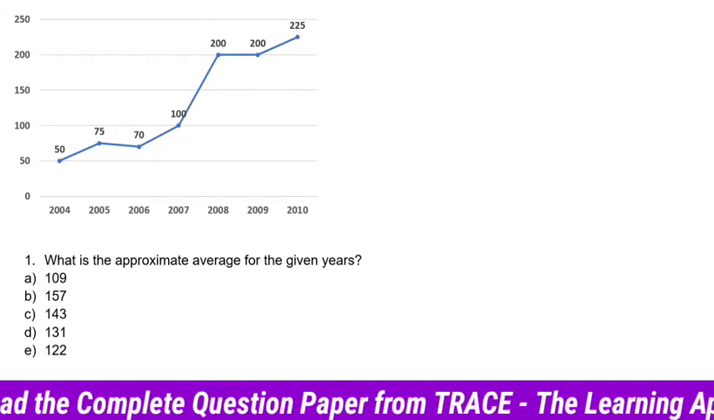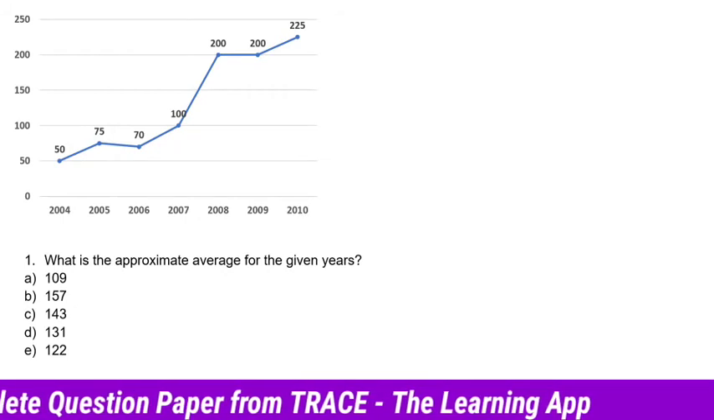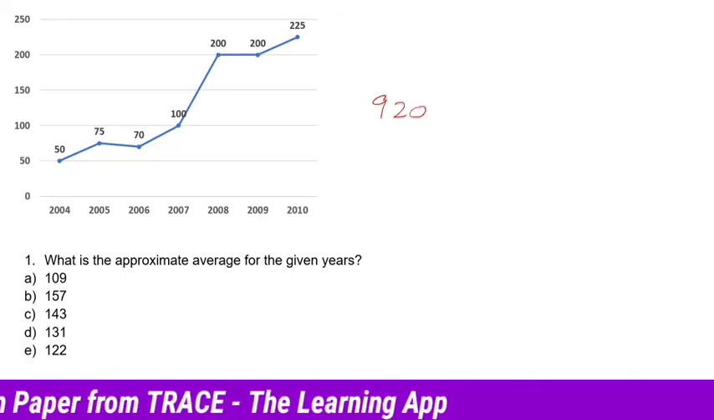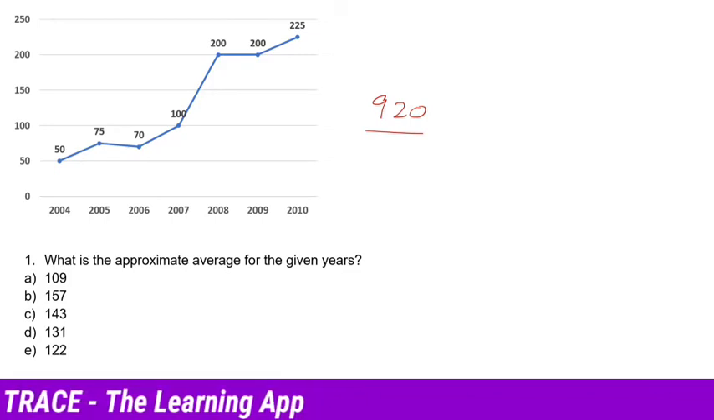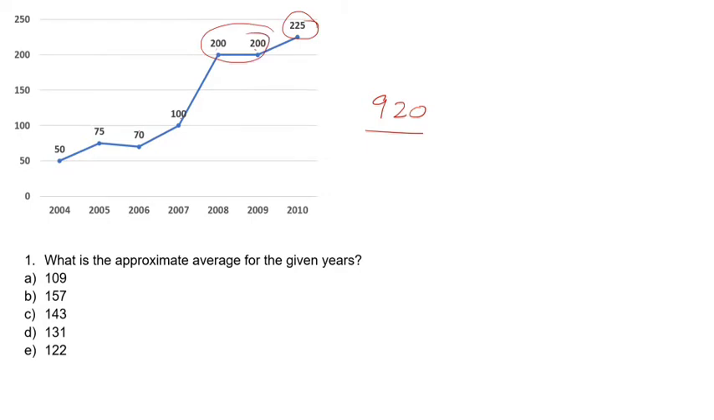So total it becomes how much? 50 and 75, 70, 100, 200 plus 200 plus 225. So total it becomes 920. You can add it fast. 50, then 75, then 70, then 100, 200, again 200, 225. You can start from either side. So here it is 225, here it is 400. So 625 plus 100, 725, 725 plus 75, 800, 800 plus 120, 920. This way you can easily add.